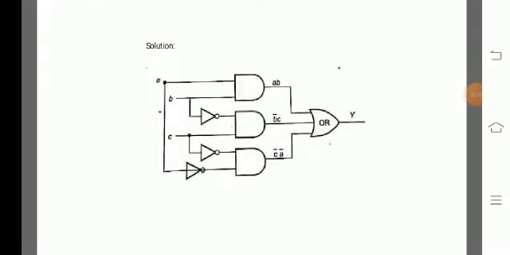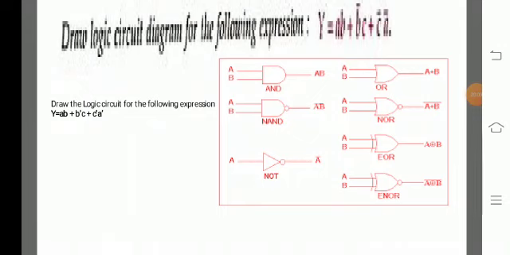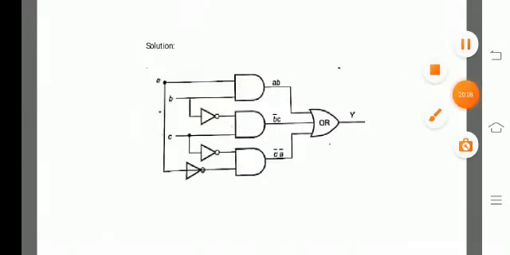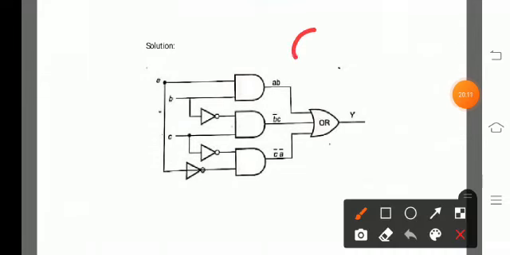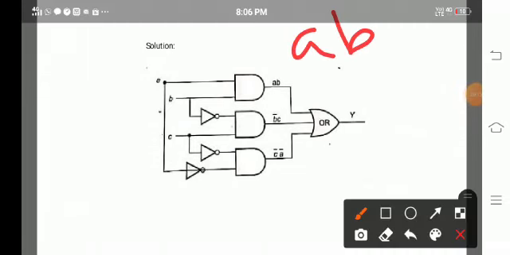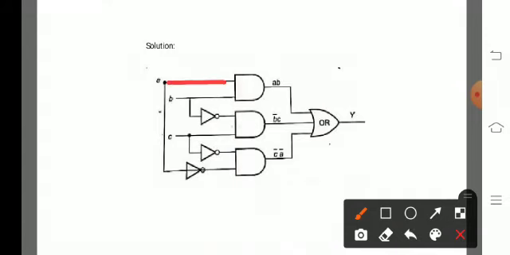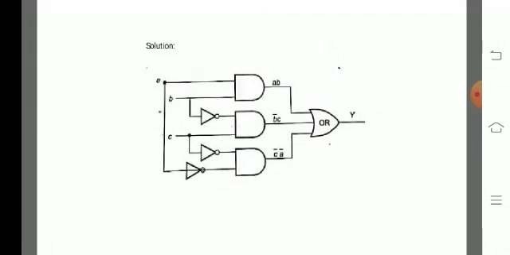First, I'll take AB alone. AB is multiplied, so what symbol do you have to use? AND symbol. So A and B go as input to the AND gate, then the answer is AB. Okay, now AB is over.